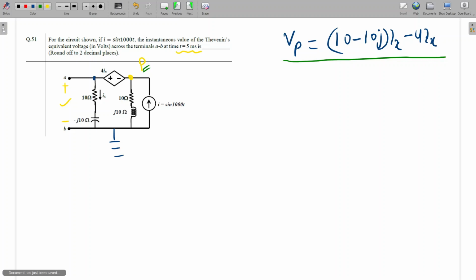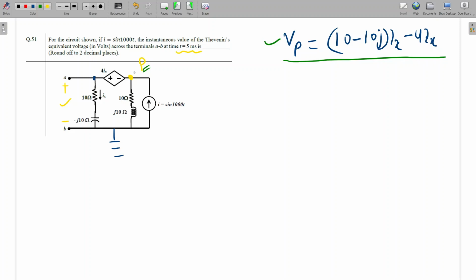Is it clear to all? This voltage I have written as Vp. Is it clear? Is this equation clear to all? Can anyone reply? Hello? Yes, sir. Yes, sir.